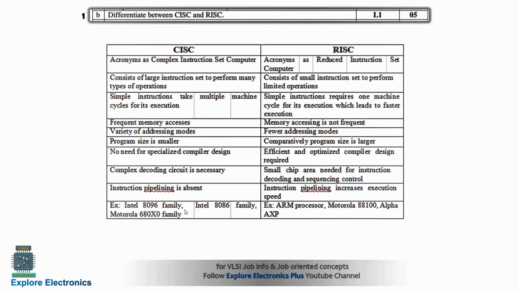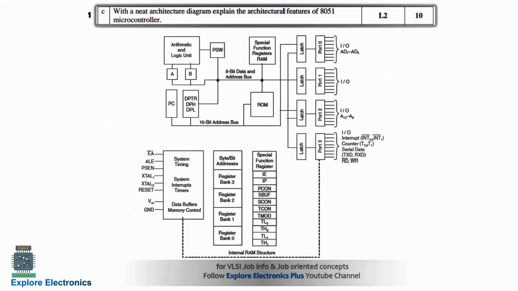And coming to CISC, as I said, the examples are the Intel 8096 family, 8086 or 8085, and the Motorola 680X0 family. So Intel microprocessors are under CISC. And you can see ARM processor, Motorola 88100, Alpha, AXP are RISC kind of processors. These are the differences. Coming to the next question, 1C, that is again a very important question.